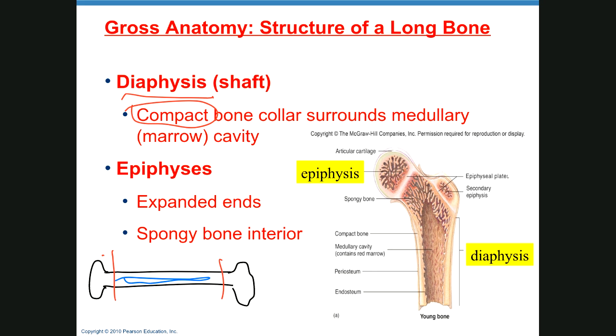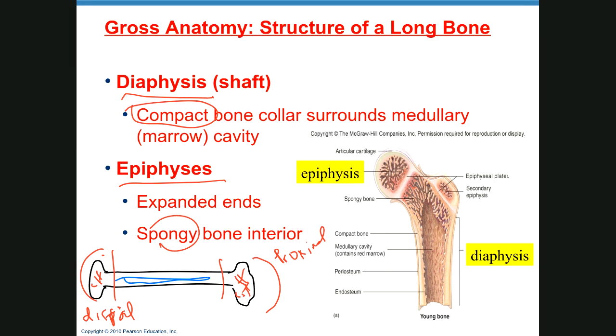And then we have the two ends of the bone. We have one end here, another end over here. These are called the epiphyses of the bone. We have a proximal epiphysis closer to the trunk and a distal epiphysis farther from the trunk. Inside, there's going to be a spongy tissue.